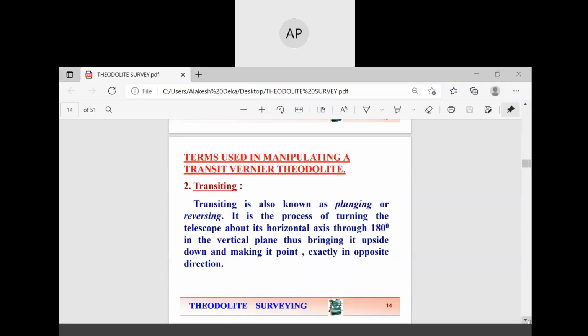Next, transiting. What does transiting mean? Transiting is also known as plunging or reversing. It is the process of turning the telescope about its horizontal axis. If you move the telescope about its horizontal axis, then it is called transiting, through an angle of 180 degrees in the vertical plane, thus bringing it upside down and making it point exactly in the opposite direction.